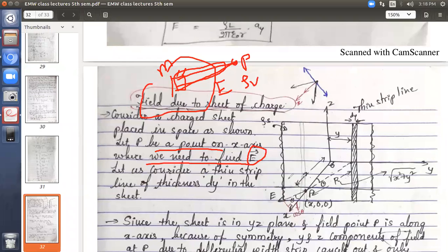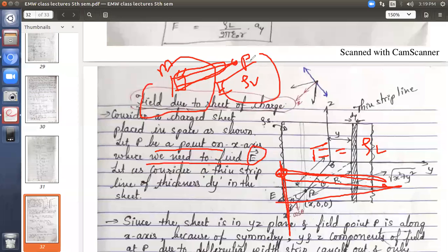Similarly, in the case of line charge, we took a straight long wire. Some observation point was here. Taking some part, we manipulated something. We used some triangle and everything. We found E in terms of rho L. Okay, the equation has rho L, the equation has rho V.